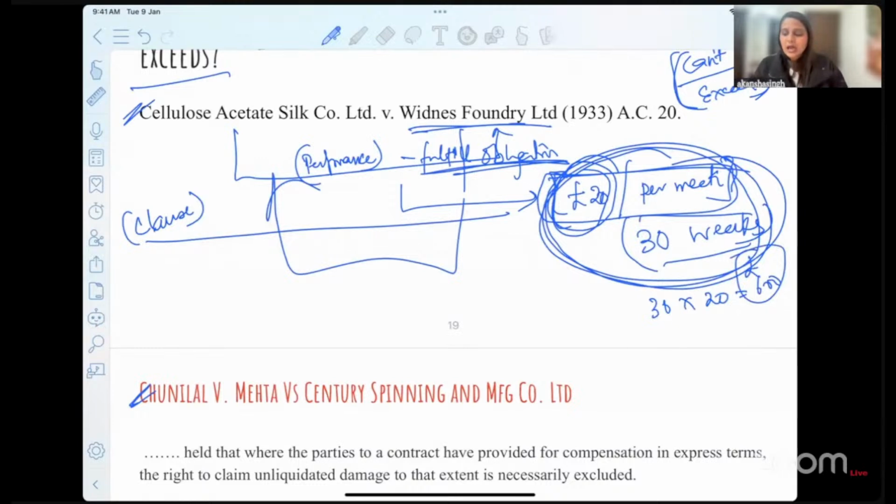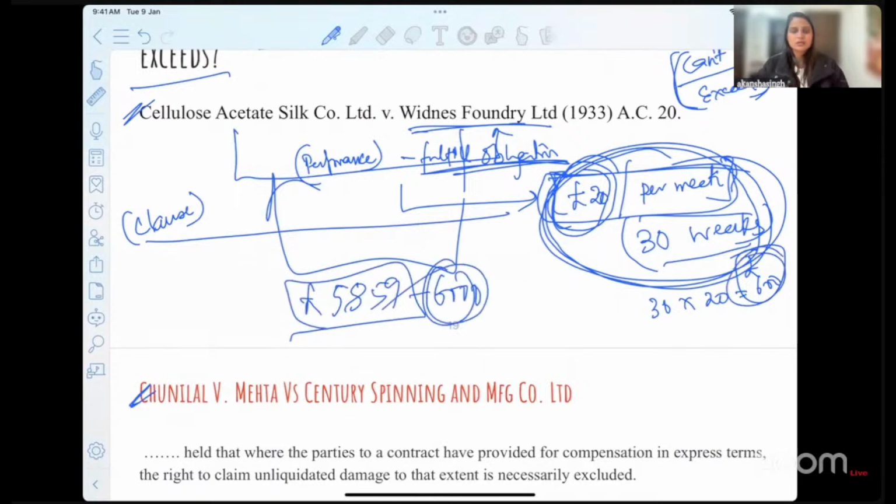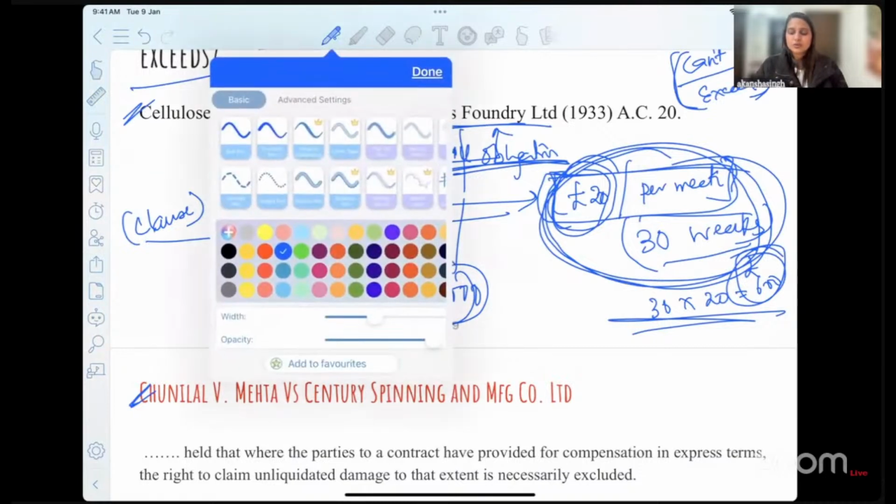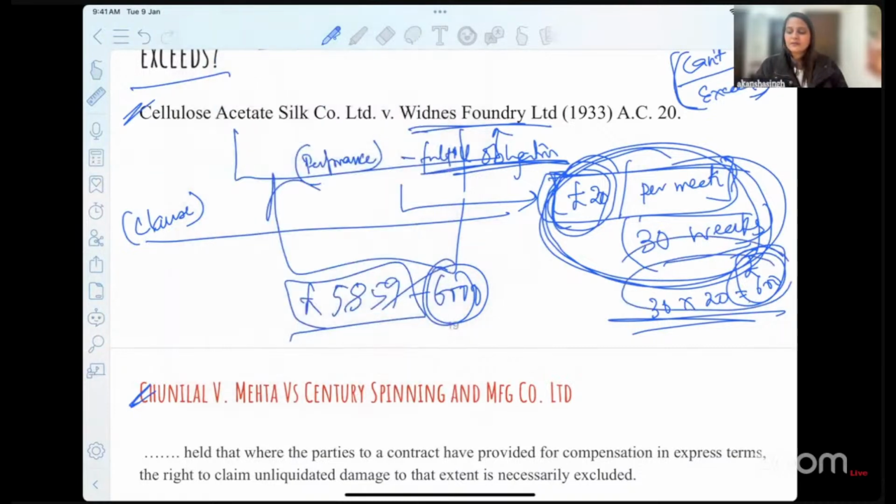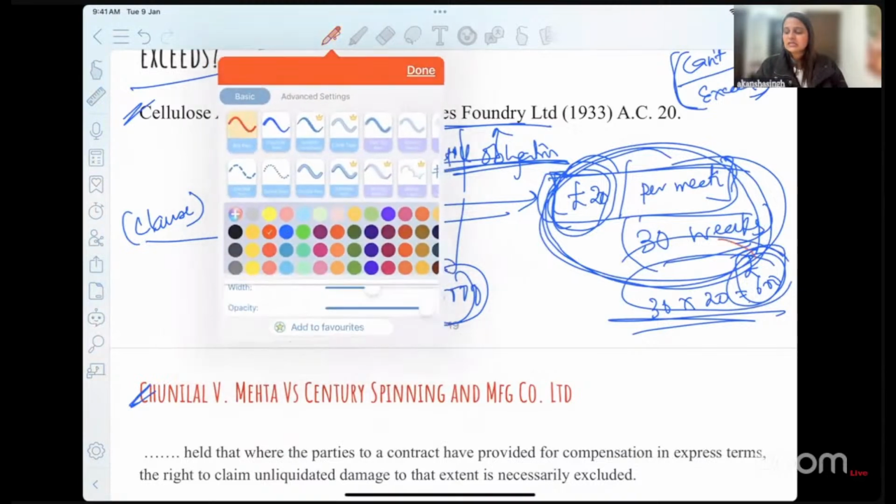But they rather asked for almost 5,859 pounds. Okay, so almost 6,000 pounds. You are supposed to ask for 600, but you are asking for 6,000 when you already had a stipulated amount, already an agreed amount in your contract. The court here says that we are going to stick to which one? We are going to stick to this 600 pounds.